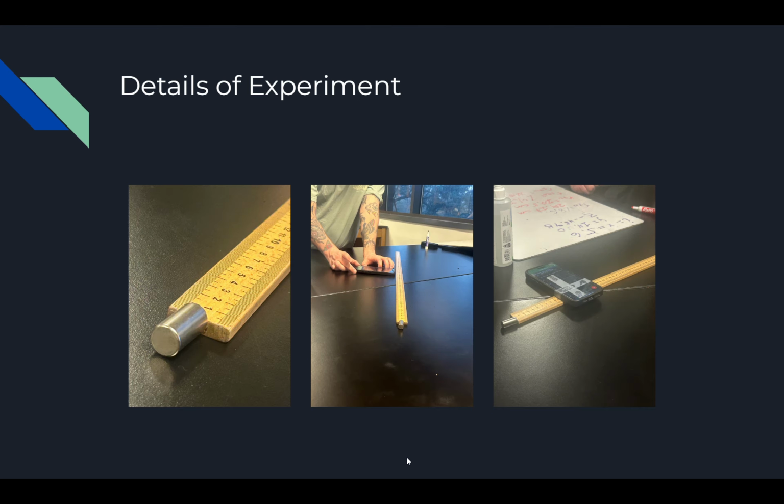For the details of the experiment, we placed a bar magnet along this ruler, or this meter stick over here, and then we solved for the magnetic field using this magnetometer on the phone, and then we recorded the distances that we used to find the magnetic fields with. And then we also included tapes to align the phone and measure certain instances of where we got our data.